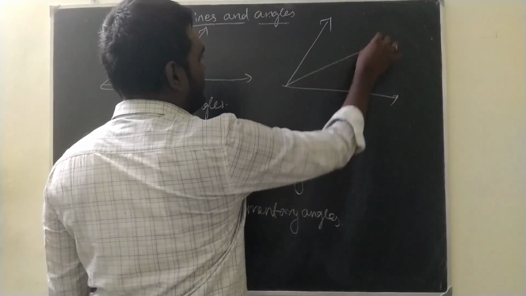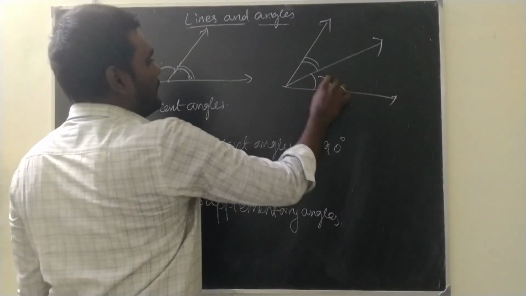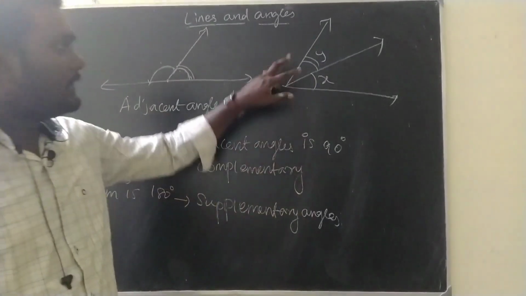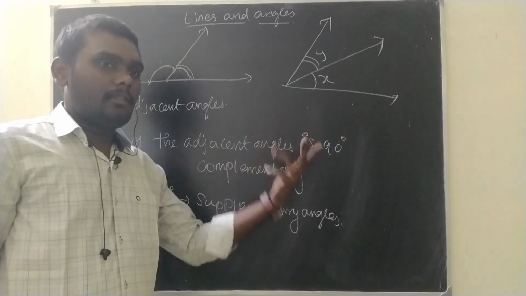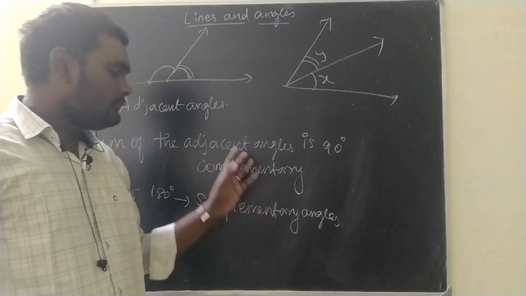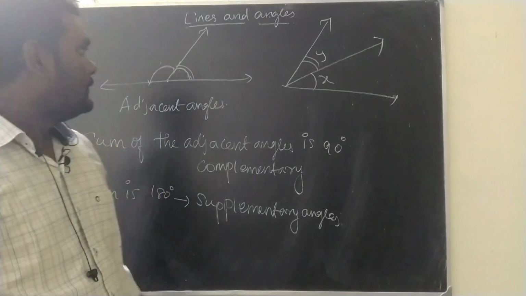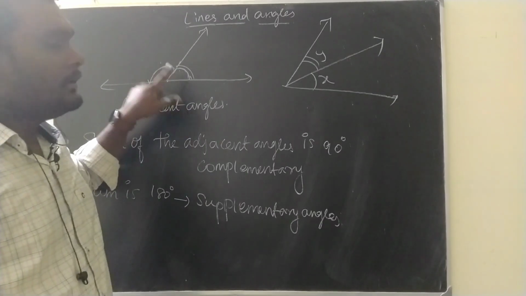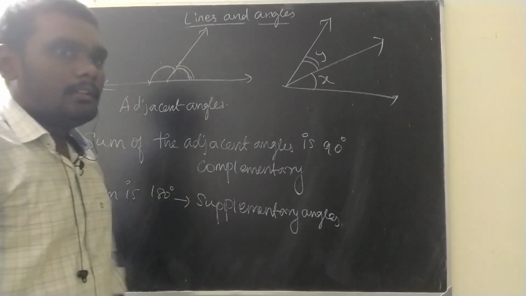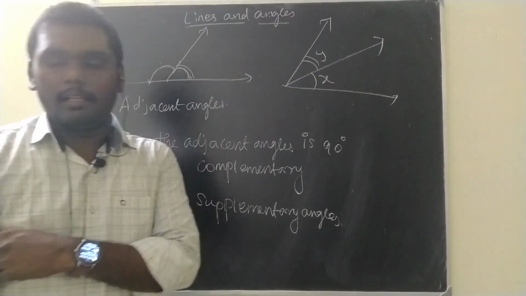Here we may divide one angle, and here another angle. These two angles, this is x, this is y. If these kind of angles sum to 90 or 180 degrees, we may say it is complementary or supplementary. And if this becomes a straight line like this, in the straight line the sum of adjacent angles is 180 degrees.